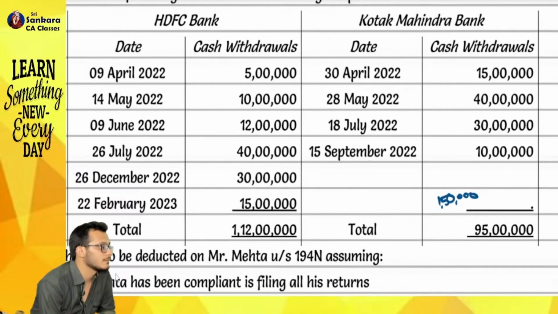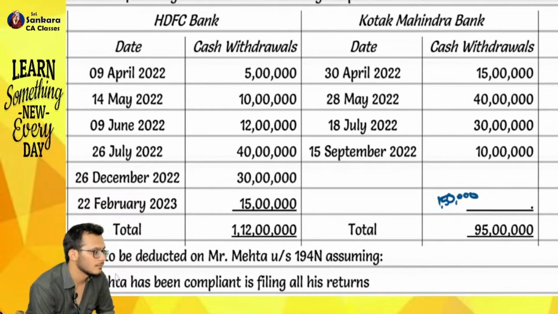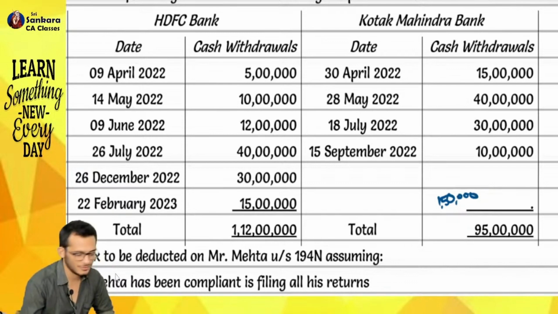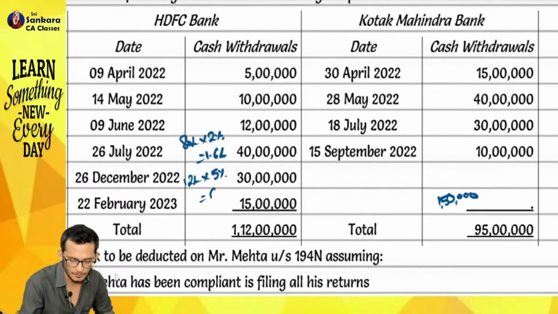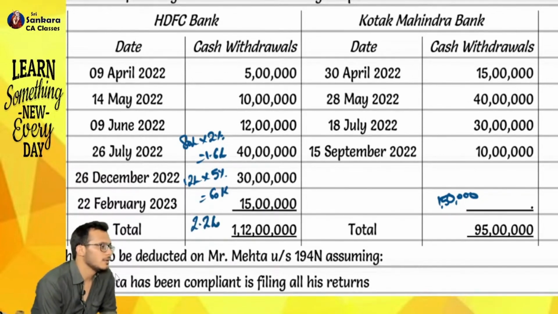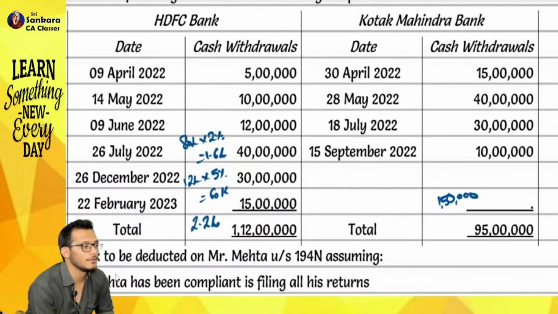On the left side, 80 lakhs into 2% will give you 1.6 lakhs. Balance 20 lakhs at the rate of 5%. Total will become 2.2 lakhs. Clear? Yes. This is your 194N.